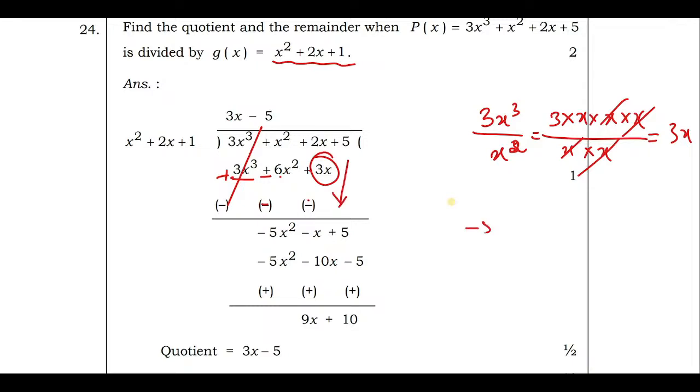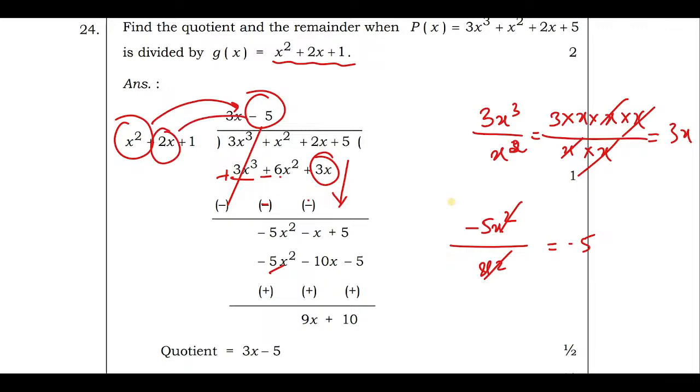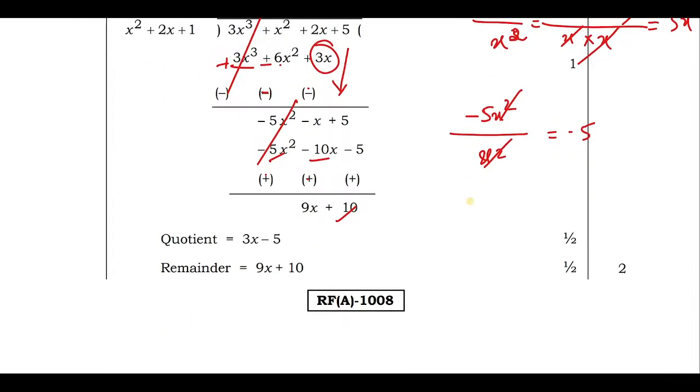Now take minus 5x square divided by the first term of g of x. x square will cancel. What we get is minus 5. Multiply by minus 5. x square into minus 5 is minus 5x square. 2x into minus 5 is minus 10x. And 1 into minus 5 is minus 5. Right? Now change the sign: minus becomes plus, minus becomes plus, minus becomes plus. This cancels out. Now minus x plus 10x is 9x. Plus 5 plus 5 gives 10. Therefore, the quotient is 3x minus 5 and the remainder is 9x plus 10.